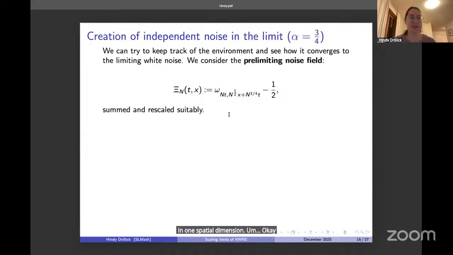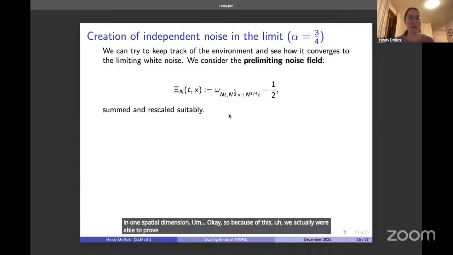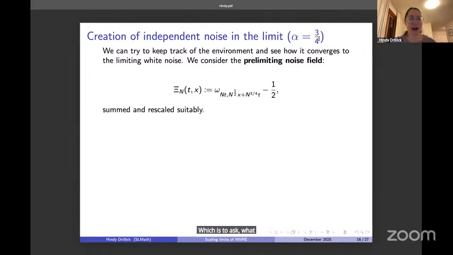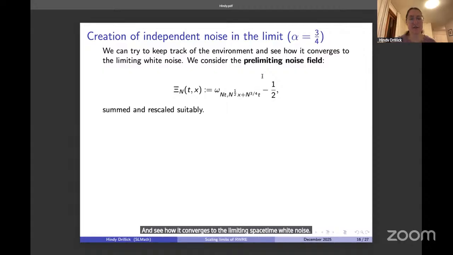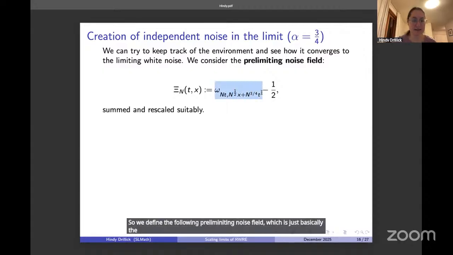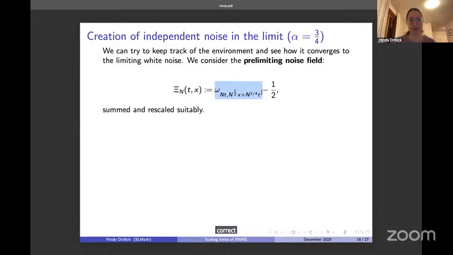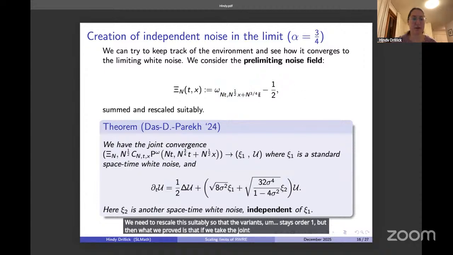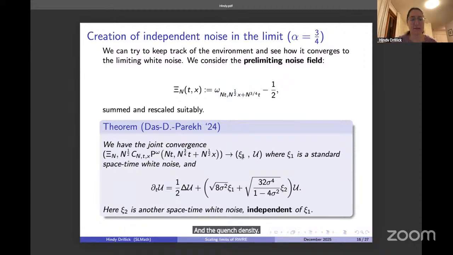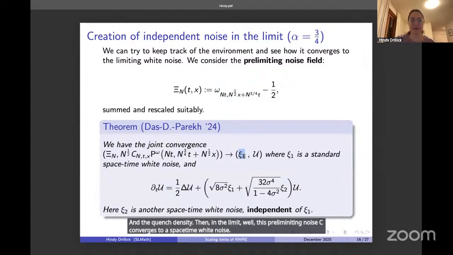Okay, so because of this, we actually were able to prove the following result, which we proved in the case alpha equals 3/4, which is to ask what happens if we try to keep track of the pre-limiting noise and see how it converges to the limiting space-time white noise. So we defined the following pre-limiting noise field, which is just basically the omegas on this correct moderate deviation scale. And then we just subtract 1/2 so that it's a centered noise. We need to rescale this suitably so that the variance stays order 1. But then what we proved is that if we take the joint convergence of this pre-limiting noise and the quenched density, then in the limit, this pre-limiting noise Xi converges to a space-time white noise, which we call Xi1.